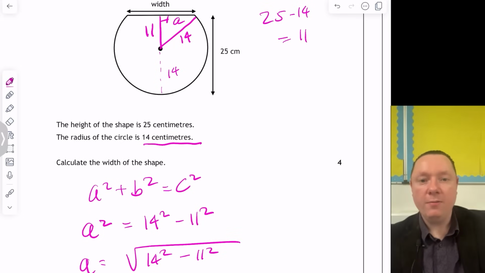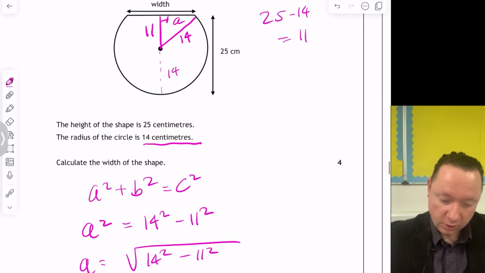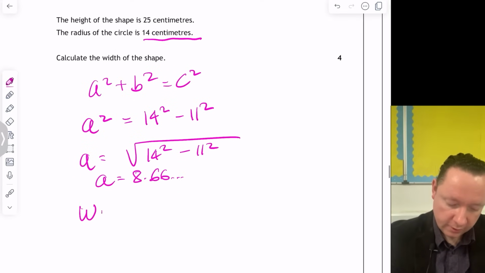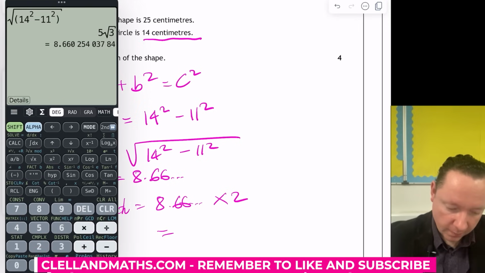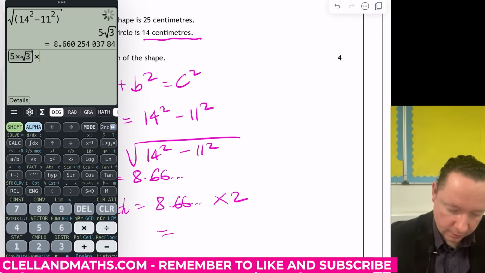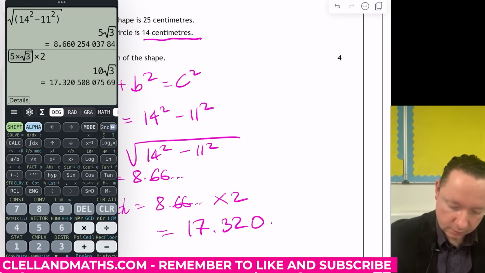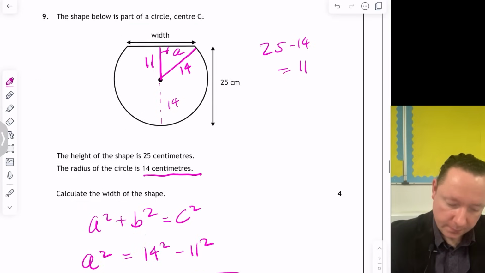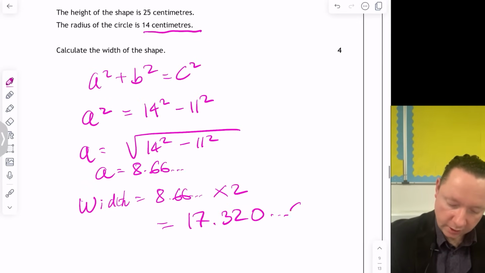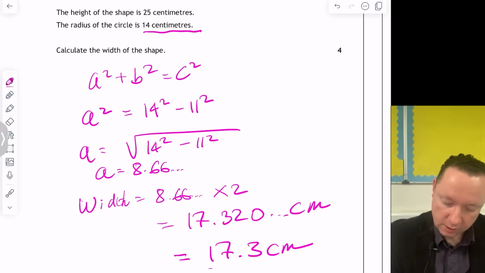Well, it's not really my width actually, because I need to double it, because I've only cut it in half. So my width is 8.66 times 2. Just double my answer on my calculator. 17.320. Get my units right. Centimetres. And you can round it if you want. 17.3 would be reasonable. And we're done there.